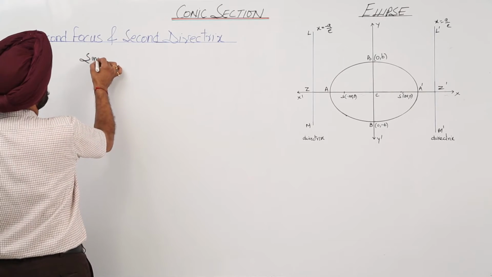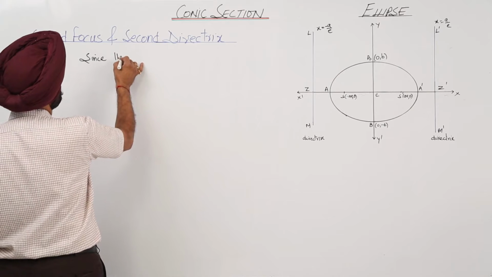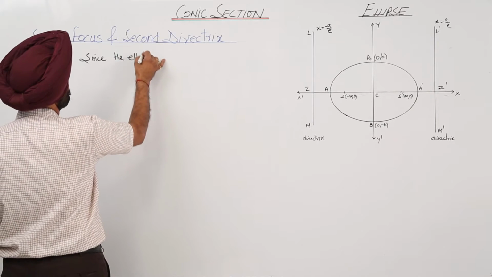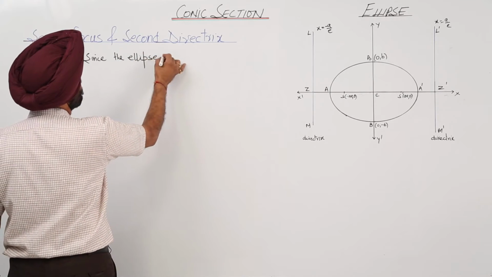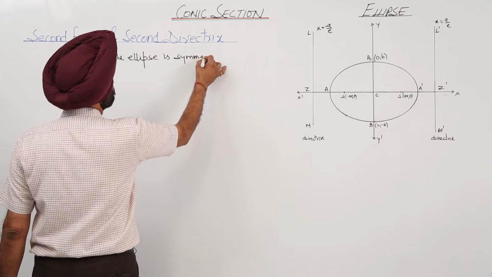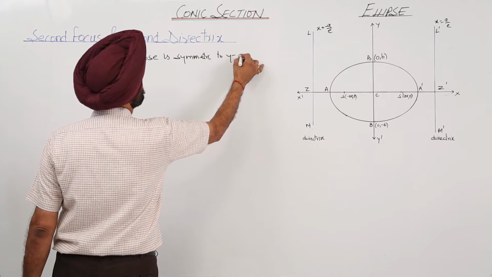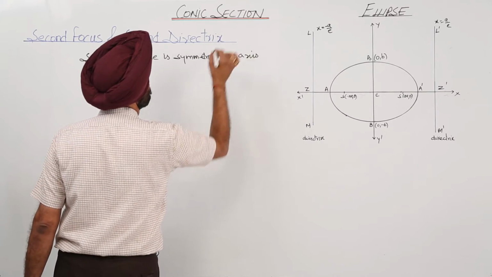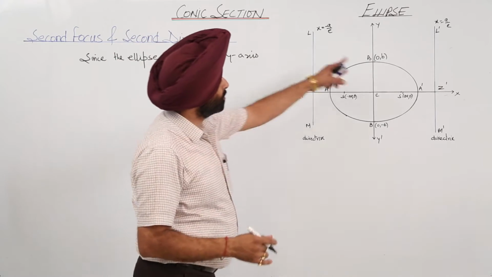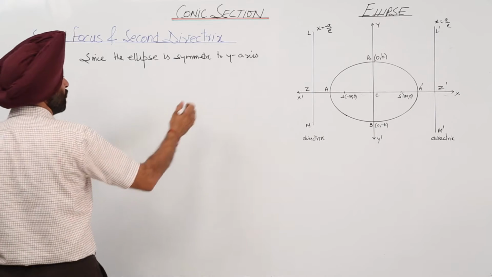Since this ellipse is symmetric to the y axis, this ellipse is also symmetric to the y axis.